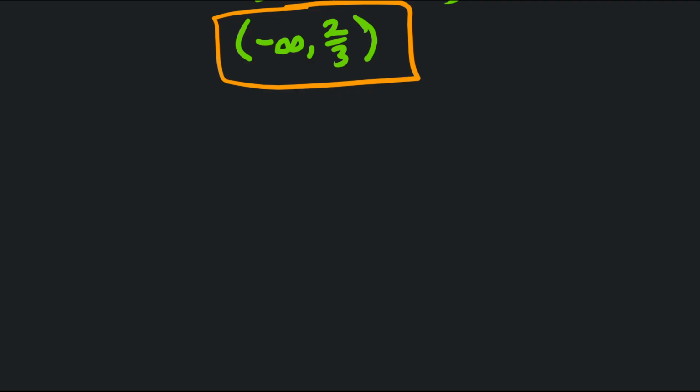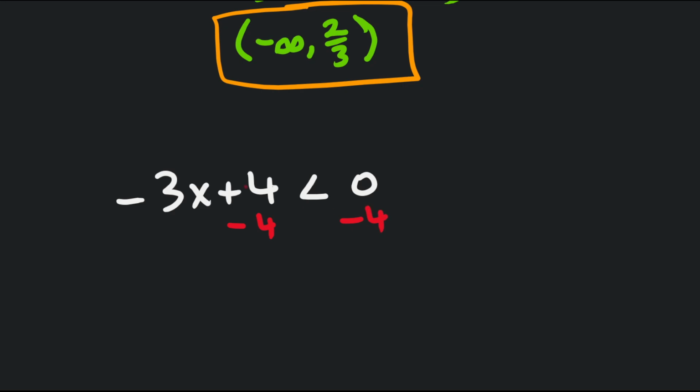Let's say we had right here, negative 3x plus 4 is less than 0. And again, our goal with this inequality is to solve for x. It's to isolate that x. So let's go ahead and get rid of this positive 4 by subtracting 4 from both sides. And we have negative 3x is less than 0 minus 4, that's negative 4.